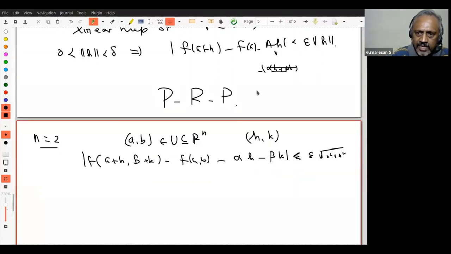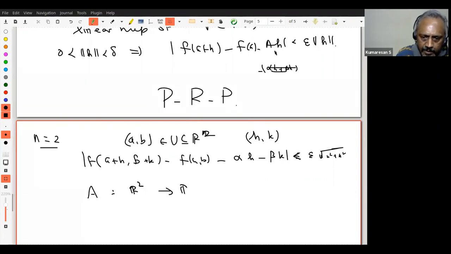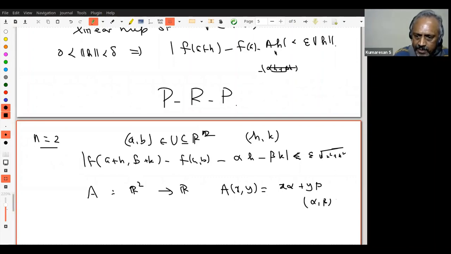Now let's try to understand. A is a linear map from R2 to R, right? And just now I classified all linear maps. Therefore, what is A of (x, y)? A of (x, y) must be of the form x times alpha plus y times beta, for some unique (alpha, beta) in R2. Instead of alpha 1, alpha 2, I am again saying alpha comma beta. Any linear map from R2 to R is of the form A of (x, y) equal to x alpha plus y beta.